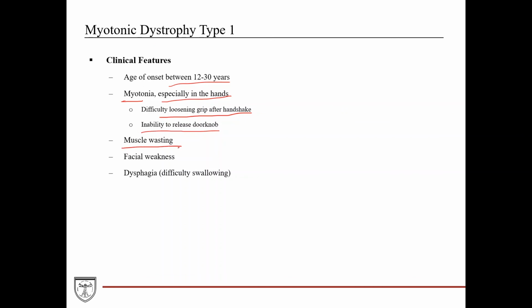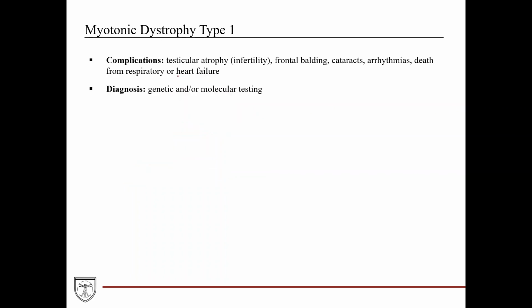You'll see muscle wasting as well, facial weakness, a little more unique compared to the other two. Also see dysphagia, which is difficulty swallowing. Complications, also a little more unique compared to the previous two diseases. You'll see testicular atrophy in males, so you have infertility, frontal balding, cataracts, cardiac arrhythmias, and then often the cause of death in these patients is from respiratory or heart failure. As far as diagnostics, you diagnose these patients either through genetic and/or molecular testing.